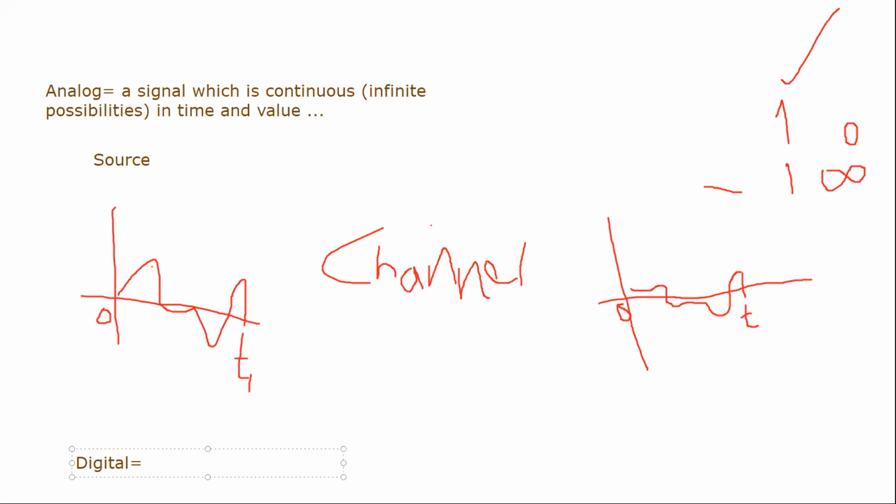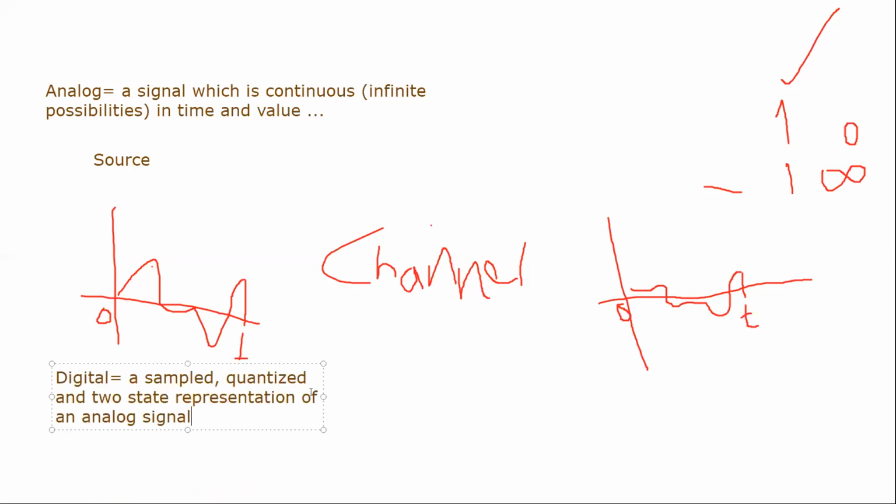Therefore, digital is a sampled, quantized, and two-state representation of an analog signal. Remember that. This is the definition we are having as far as this course is concerned. And all in all, our networking is end-to-end digital.